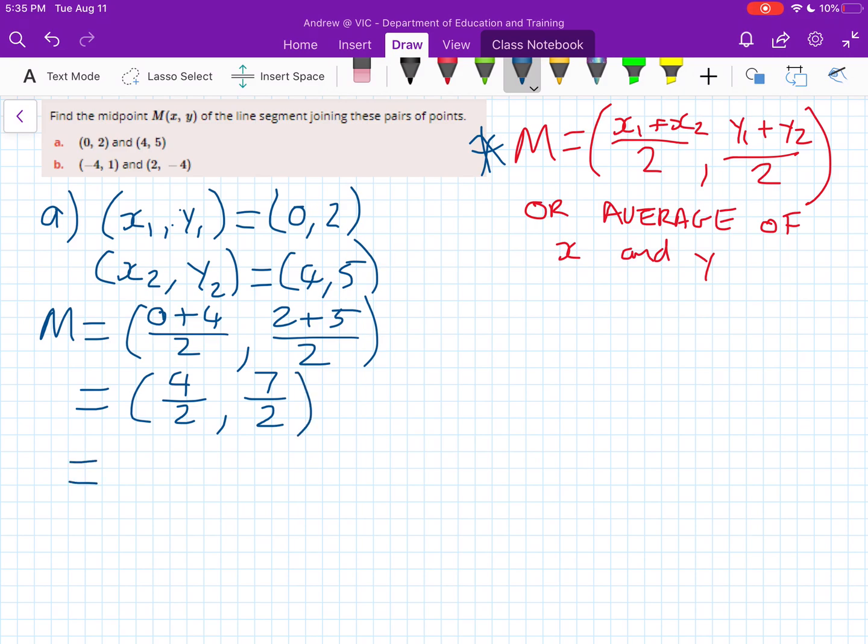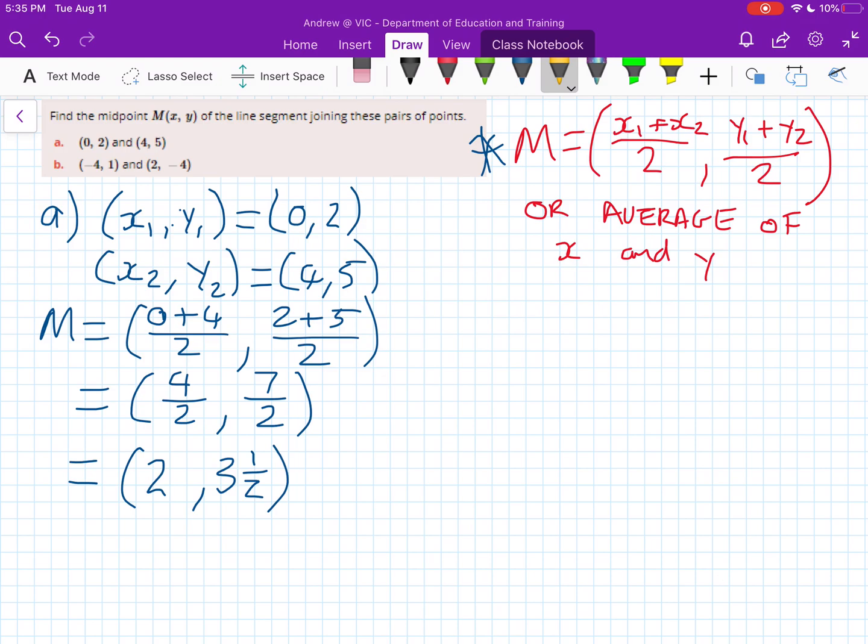So here we've got 4 over 2, that's 2. And then 7 over 2, this is 3.5. So you can write it as 3.5 or 3 and a half. Okay, it's probably preferred to write it as a mixed number rather than leave it as an improper fraction. So that's how you work out this one, and we'll now go through and work out how it is done with negative numbers in B.